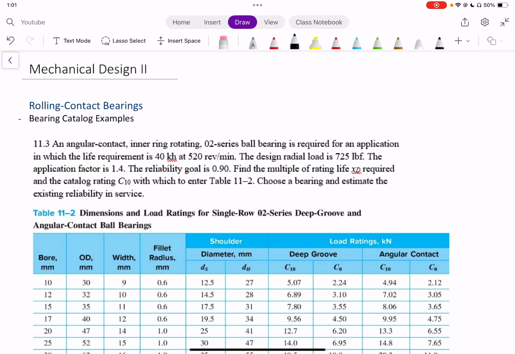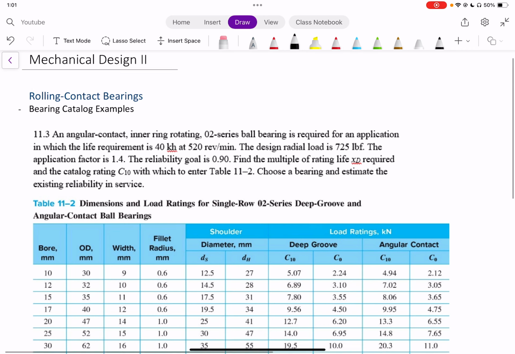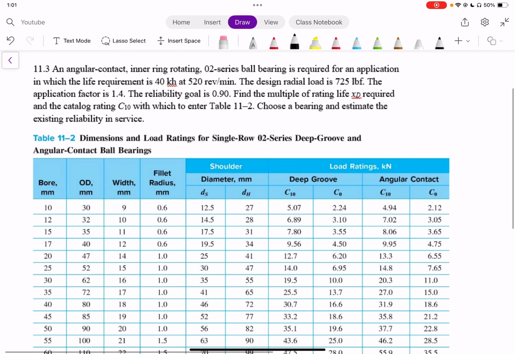And we have table 11.2 that's given to us. You can see that 11.2 has some information with bore, outer diameter, width, and then deep groove and angular contact values. What we're going to be interested in this table is our C10 values, to find our C10 values according to the question.